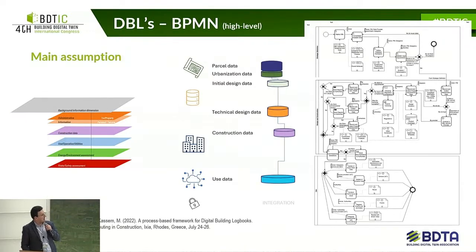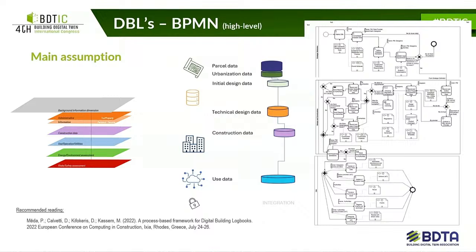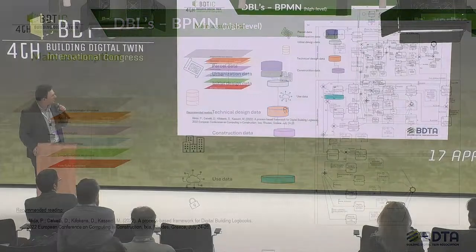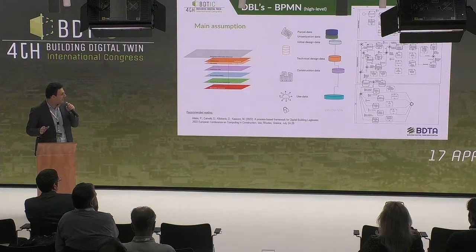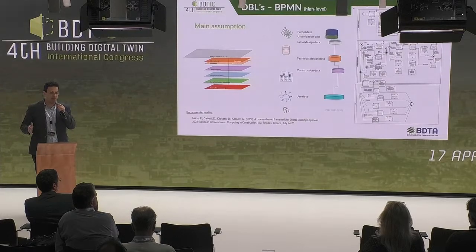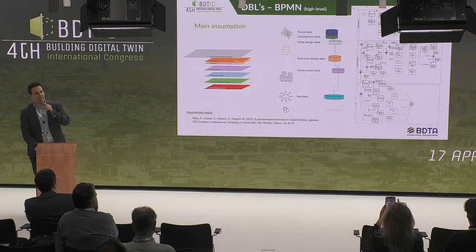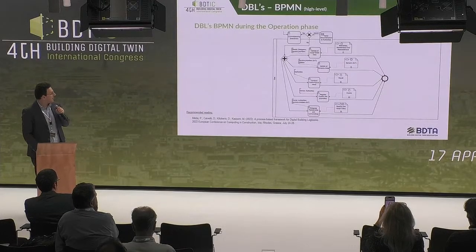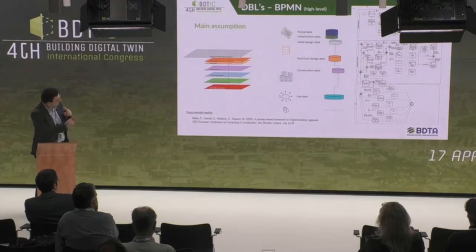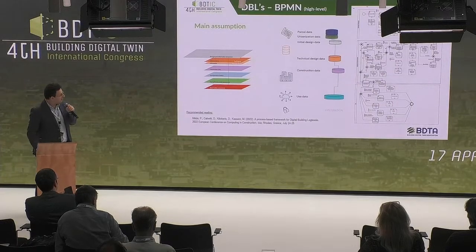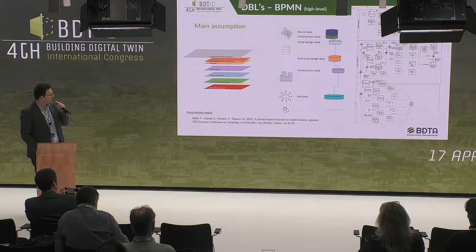So the main assumption is that the digital building logbook starts with parcel data, then moves to urbanization data, initial design data, technical design data, construction data, and eventually it can be prepared for use data. And all with a lock there, meaning that it is secured as it is supposed to be. So we did a business process notation. Actually, it is there. Business process notation for high level 1 for the digital building logbook.